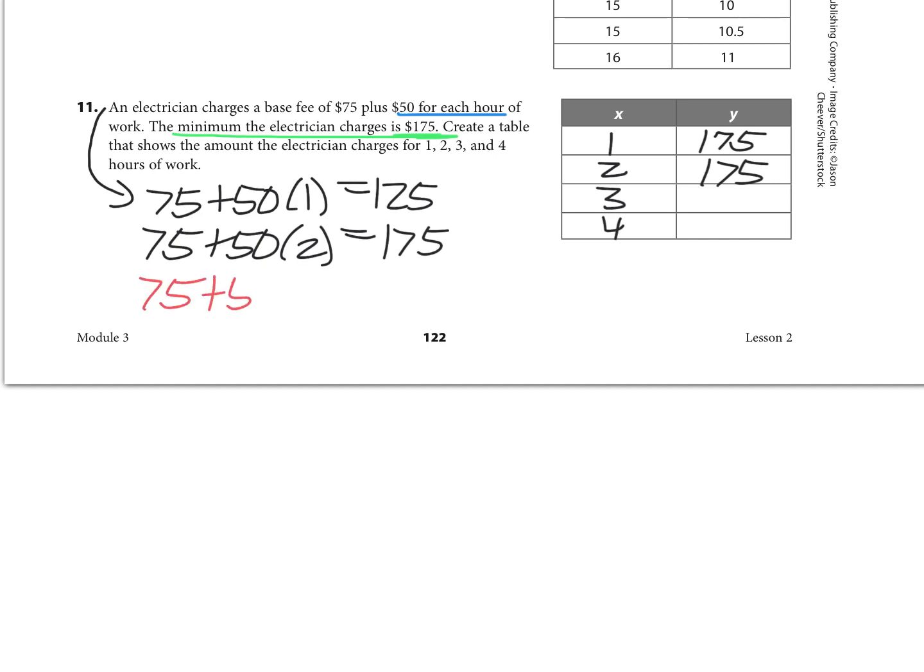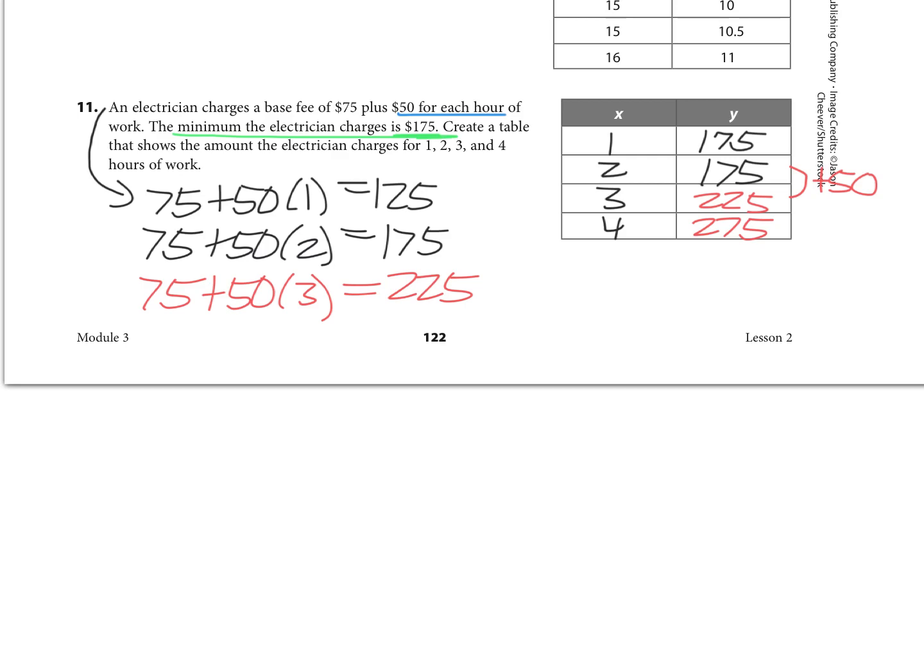75 plus 50 times 3. If you do that on your calculator, you get 225. Well, guess what? That is $50 more than this 175. So then that tells me for 4 hours it's going to be 275. I don't even have to do the formula because I know it's got to add $50 more.